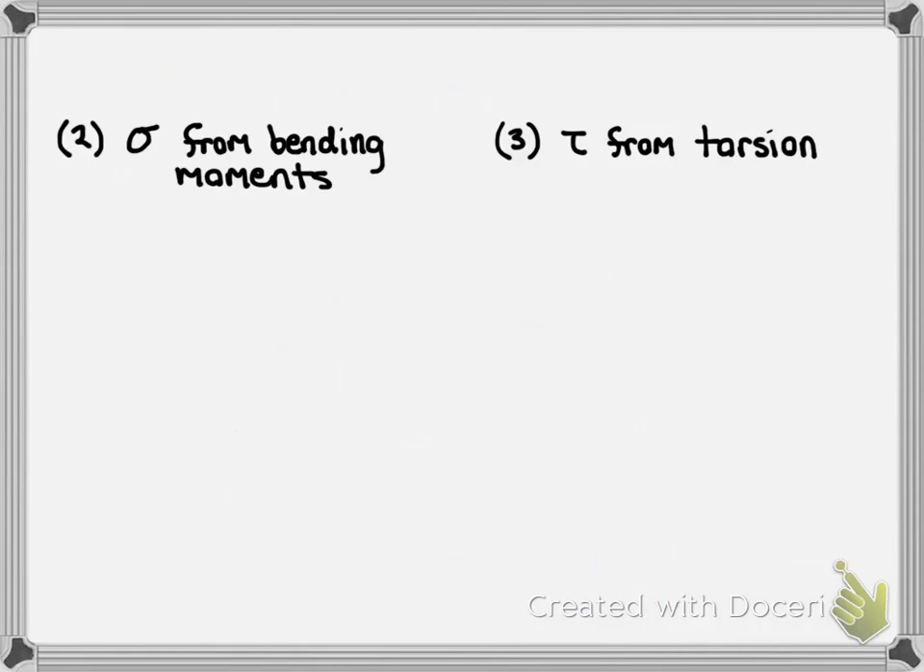Next, we'll look at the normal stress caused by the bending moments. We have two bending moments, Mx and Mz. If we go back to our earlier free body diagram, we see that the axis of Mx actually lies on point A, which means that Mx has no effect on the normal stress at point A. Mz, however, does have an effect on the normal stress at point A, so that's the one we'll look at.